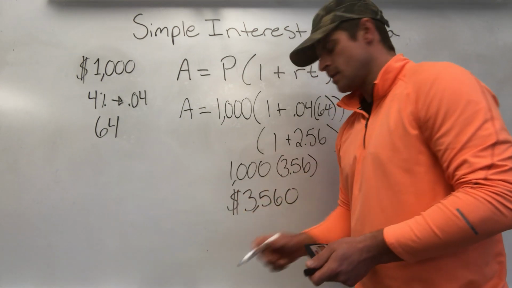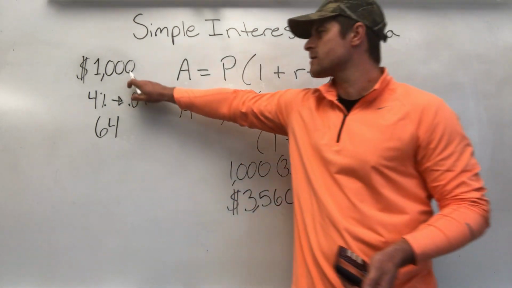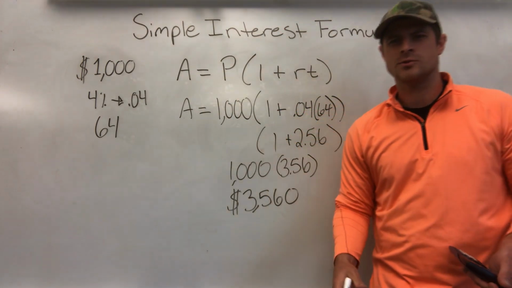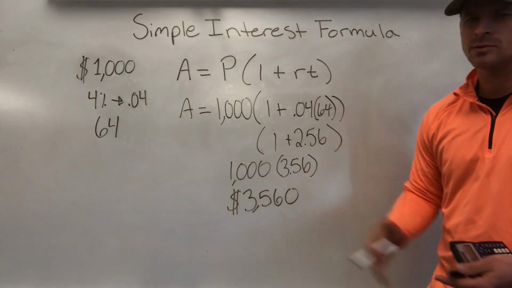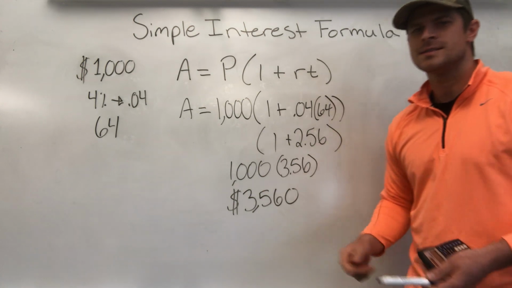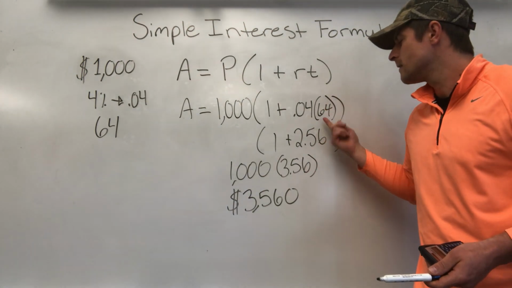$3,560. Woo! All right, so you win your bracket, you get $1,000. You don't need to use that $1,000. You want it to accumulate over time, plug it into an account, make an investment, 64 years down the road.